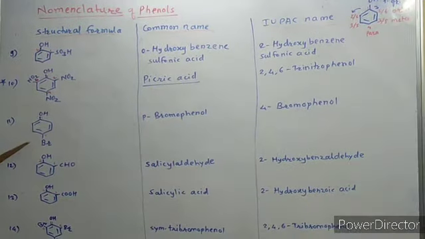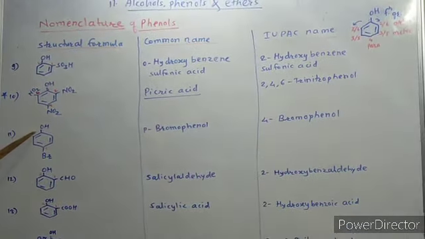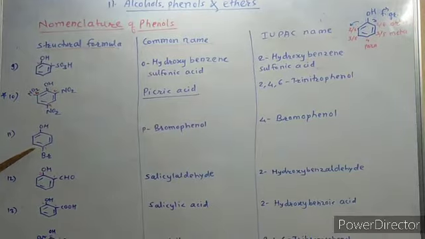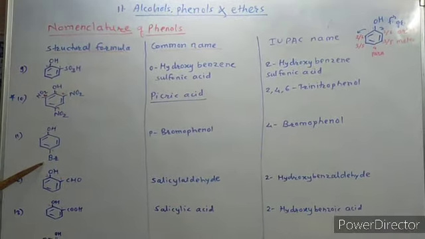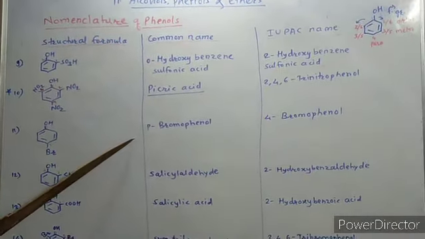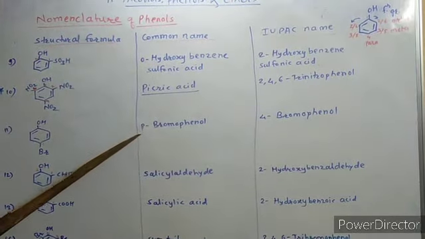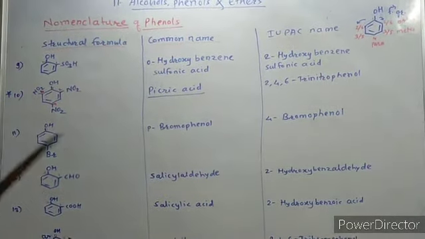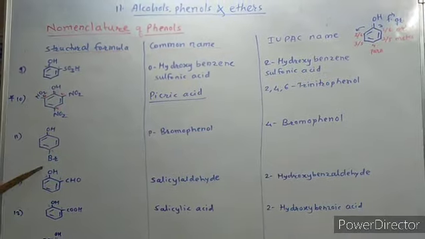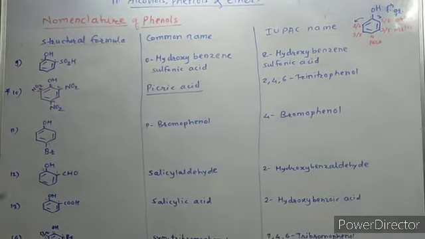Similarly, a benzene ring attached to the OH group and the bromo group. So first numbering from this side, and the fourth carbon atom is the one to which bromo is attached. So fourth position means para position. So the name of the compound is p-bromophenol, and the IUPAC name becomes 4-bromophenol.